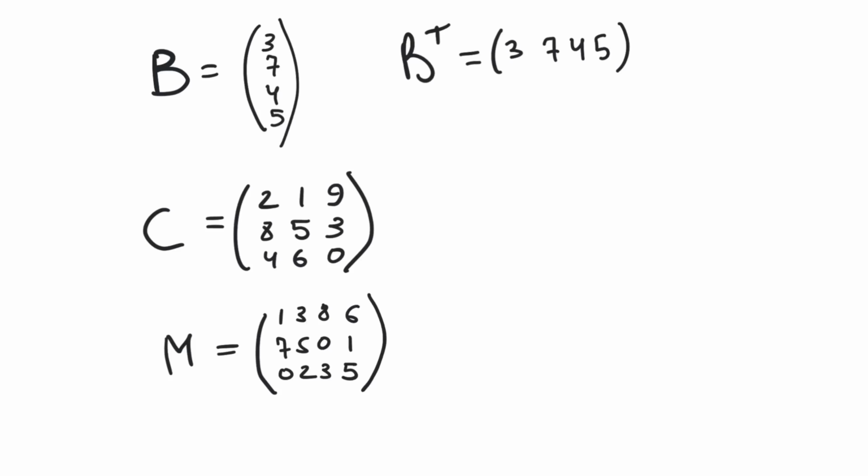Now let's move on to matrix C, and this is another 3 by 3 square matrix. And if we flip it over to get CT, we're going to have the first column as the first row, 2, 8, 4, and then the second column as the second row, 1, 5, and 6, and lastly the third column as the third row, 9, 3, and 0.